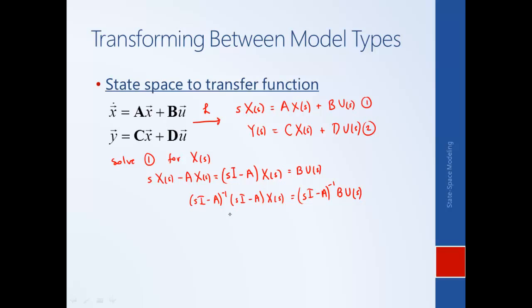Okay, and so the product of these two inverses is then just the identity matrix. And so in essence, they cancel out, just leaving us with x of s. So this is an expression for x of s. We then take that expression for x of s and substitute it into the second equation. And so looking at this, we have y of s is equal to C times x of s, where x of s is equal to this whole expression.